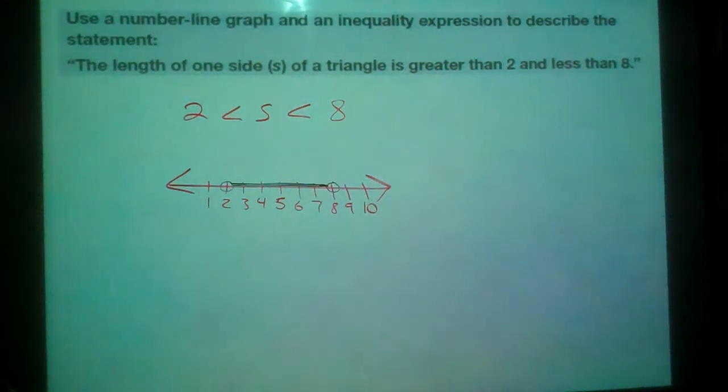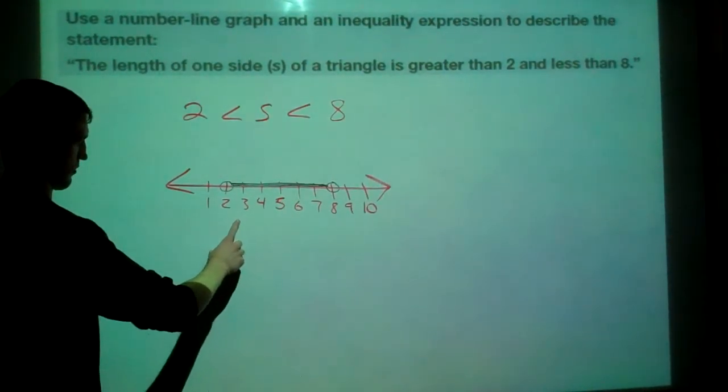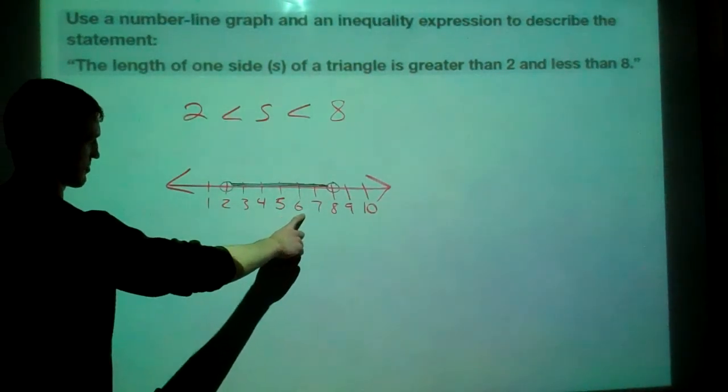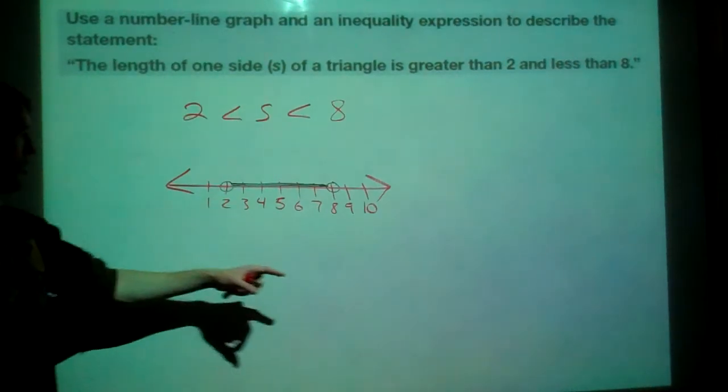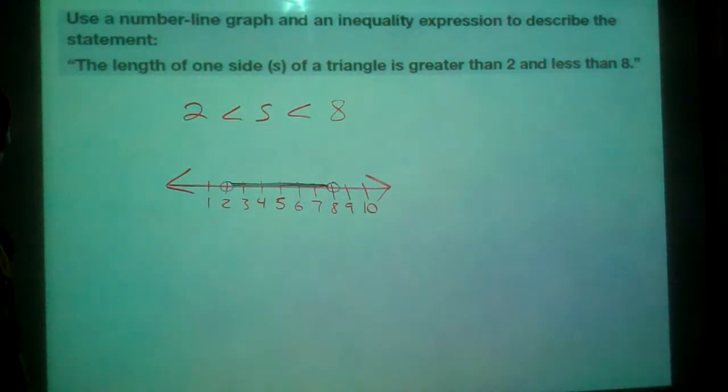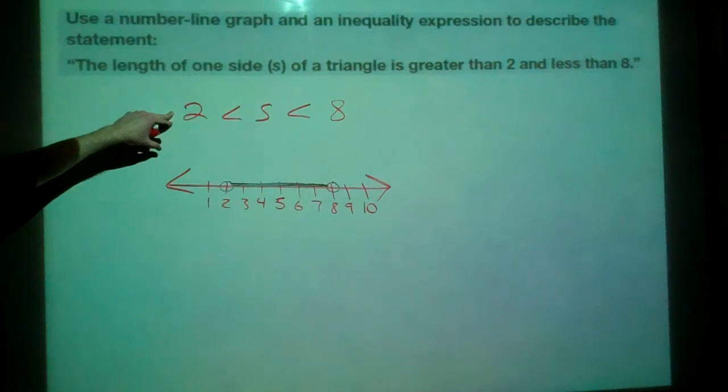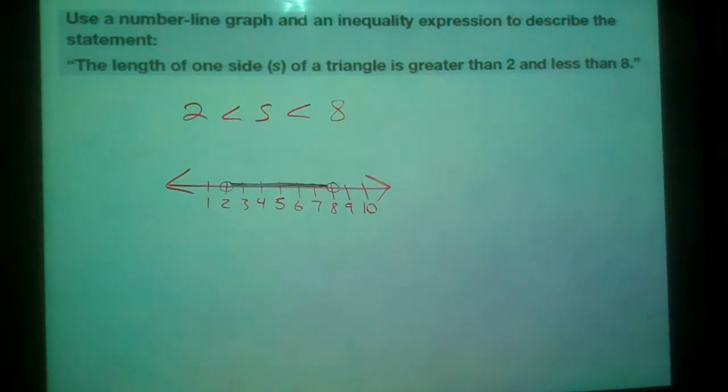So that would be our graph, alright? That indicates that the side is bigger than 2, less than 8, but it can be any length inside there. Okay? It can be 2.1, 2.5, 5.7, 6.872. As long as it's not over here or over here, we're good. Okay? So that would be our graph. This would be our expression.